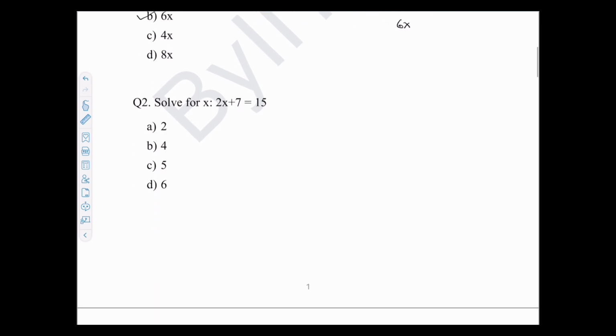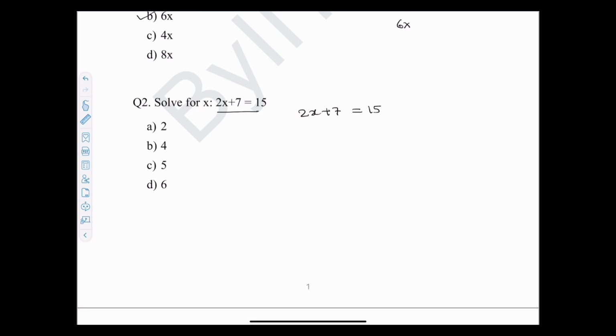We have to solve for the value of x. The equation given is 2x plus 7 equals 15. So let's write down the equation: 2x plus 7 is equal to 15. How do we solve this? We have to find the value of x, right? Since we have 7 over here, let's send this 7 to our right hand side. Now how do I send this 7 to the right hand side?